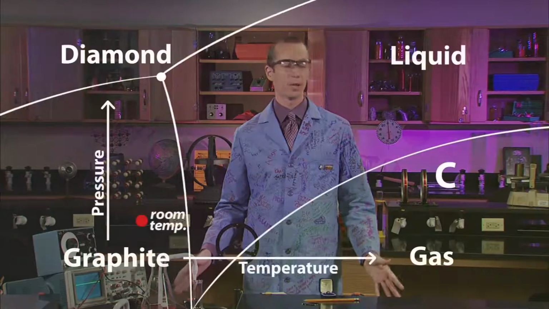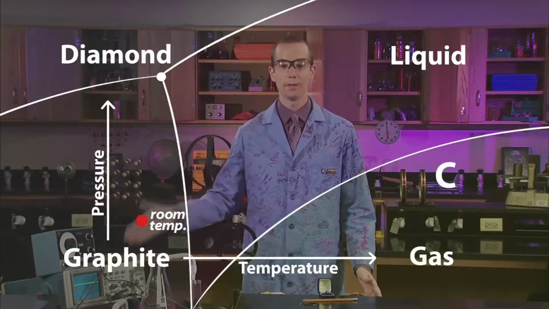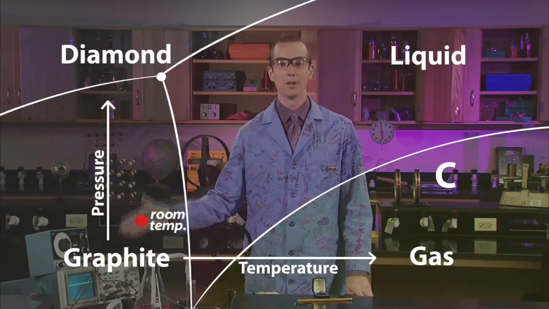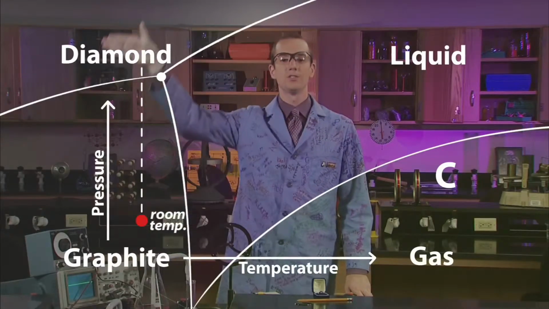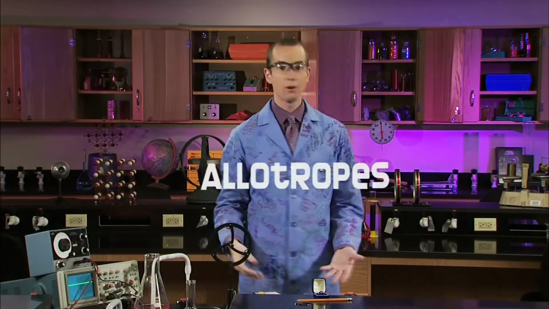So this is the phase diagram of carbon, and as you can see, pressure and temperature are already marked, and we're down here in the graphite region. In that little corner? Yeah, if you exert a tremendous amount of pressure, we can move from that into the diamond region. And now it's a different form of solid carbon, and those are called allotropes.